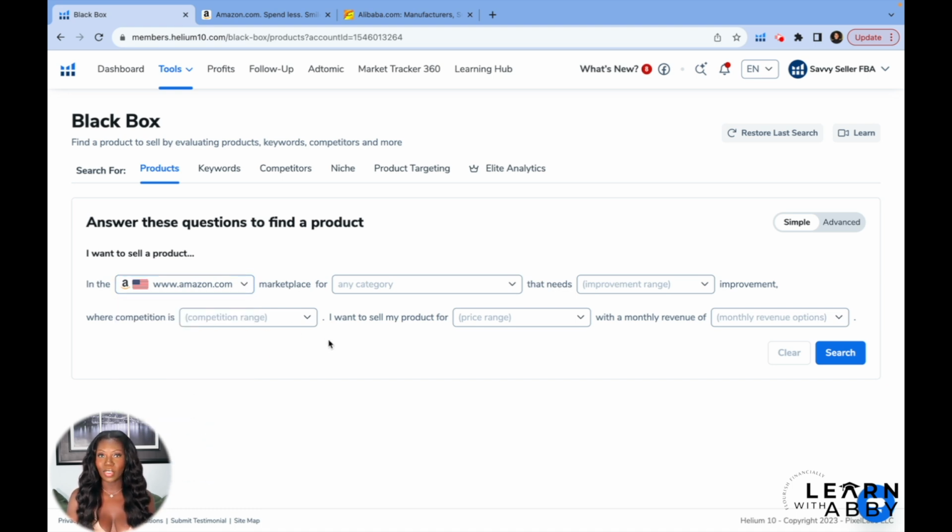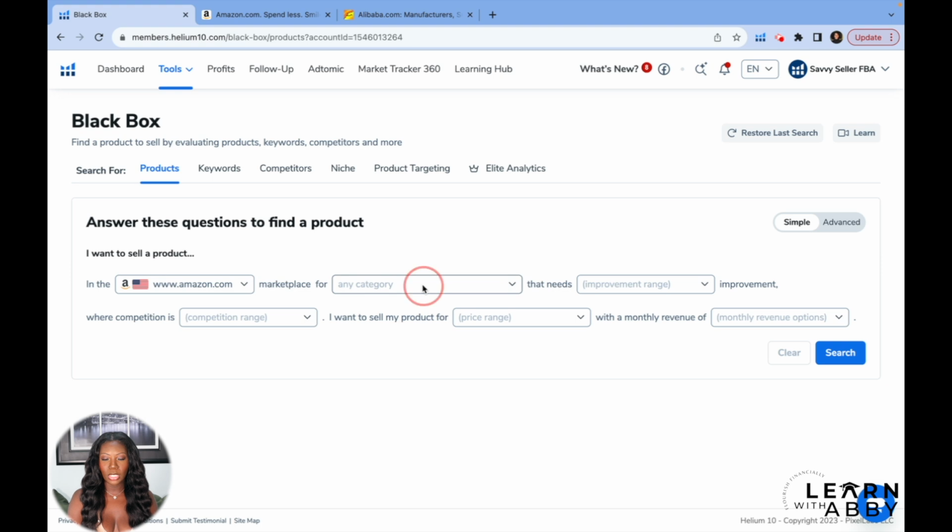It might seem like I'm over explaining if you already know how to use Helium 10, so bear with me for the beginners who have no idea. Let's go slow so that they can understand what we're talking about. No Amazon student left behind, am I right? So let's keep on going here.